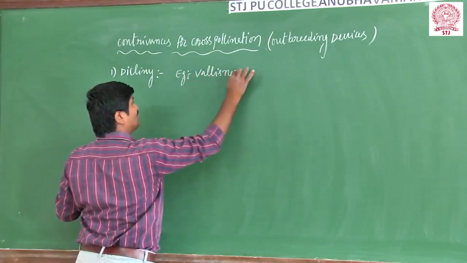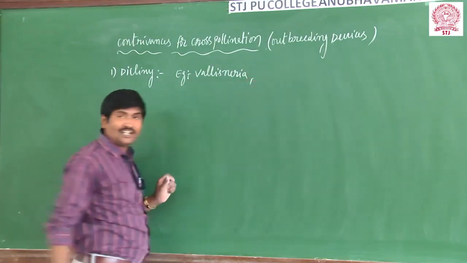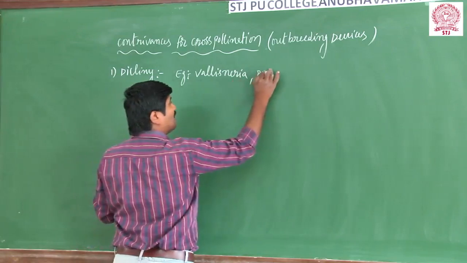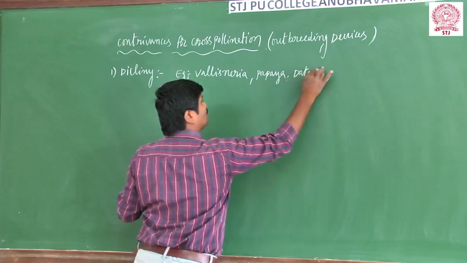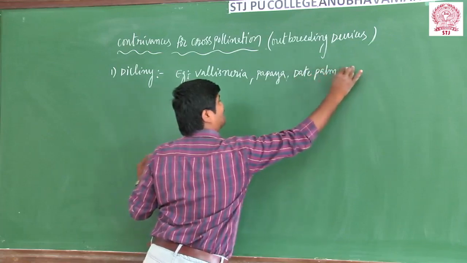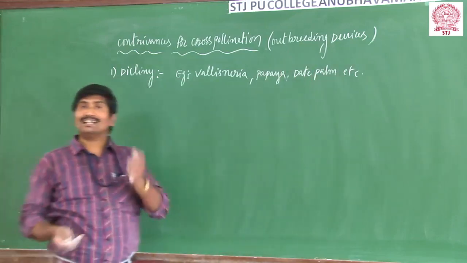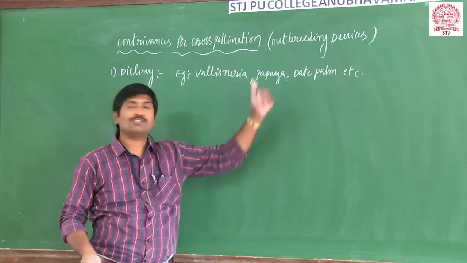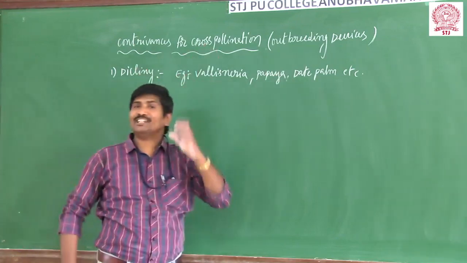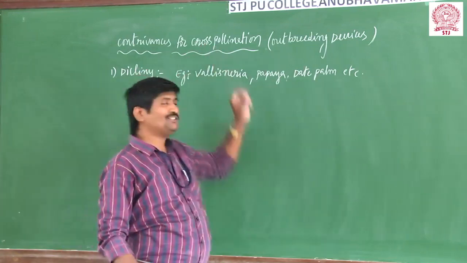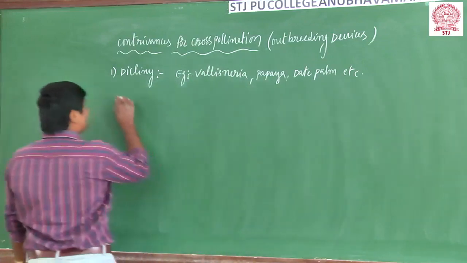Vallisneria. It is an aquatic plant. Already known dioecious plants: papaya, date palm, etc. These are all plants where it is compulsory that cross pollination takes place. There is no chance at all for self pollination. In this condition, which type of pollination takes place? That is known as cross pollination. Okay. Next device.